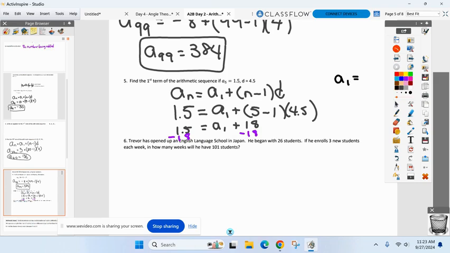First term was negative 16.5. Any term in the sequence, with its spot.